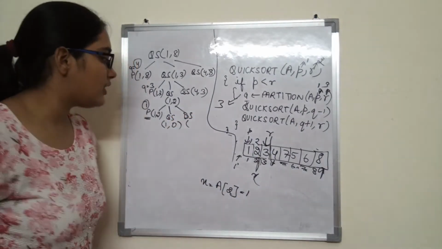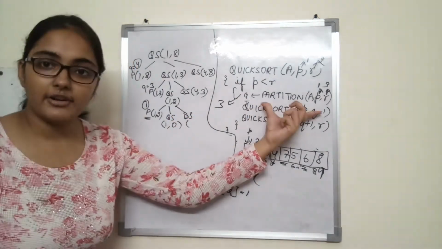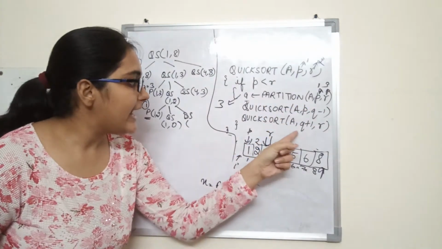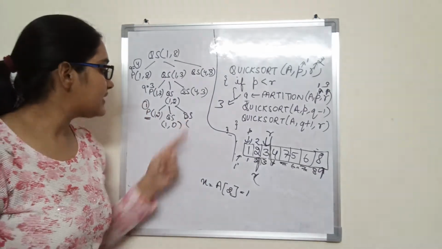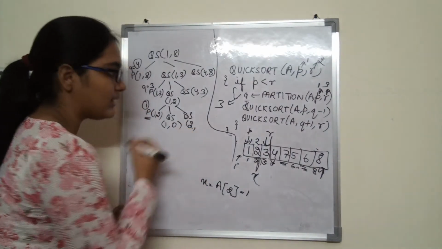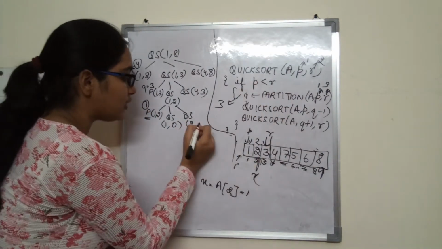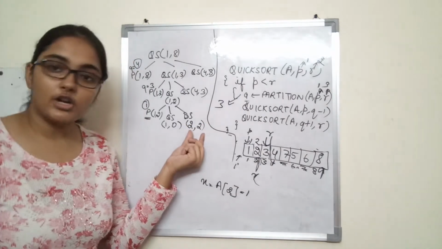And the next thing to be called will be, so this line is already called. Now what will be called? Quicksort on q plus 1 to r. What was q? 1, right? So q plus 1 is 1 plus 1, and r. What was r? 2 itself. It will be called on 2 and 2.